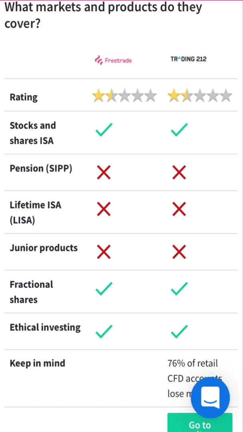So again, I'm still going to be using the Freetrade app, and there are some products that I do like. The pension sounds good, so that'll be turned to a tick soon. Junior products, no. Fractional shares, ethical investing. So pretty even on that score.